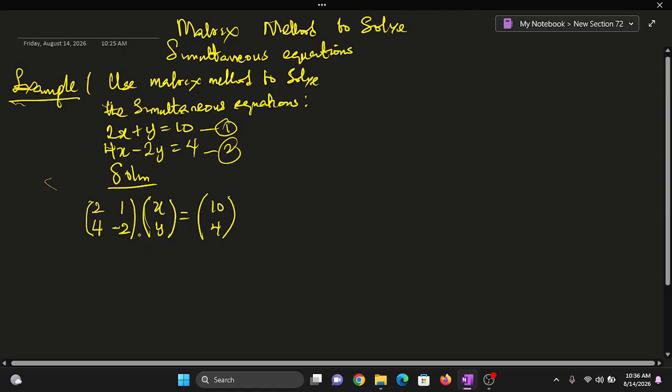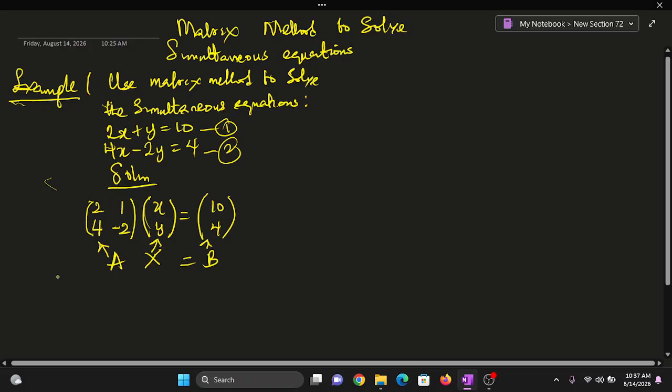Now, having expressed it in the matrix form, the next step is to introduce your matrix method formula, which is AX equals B. That means this is your matrix A, this is your matrix X, and this is your matrix B. Now, having known that is very easy.